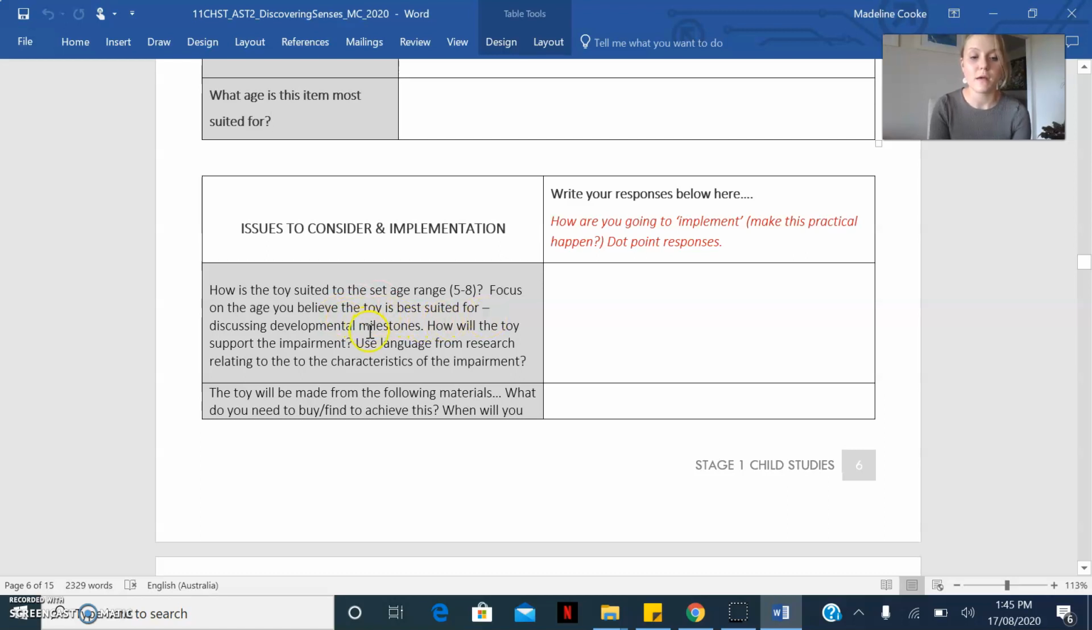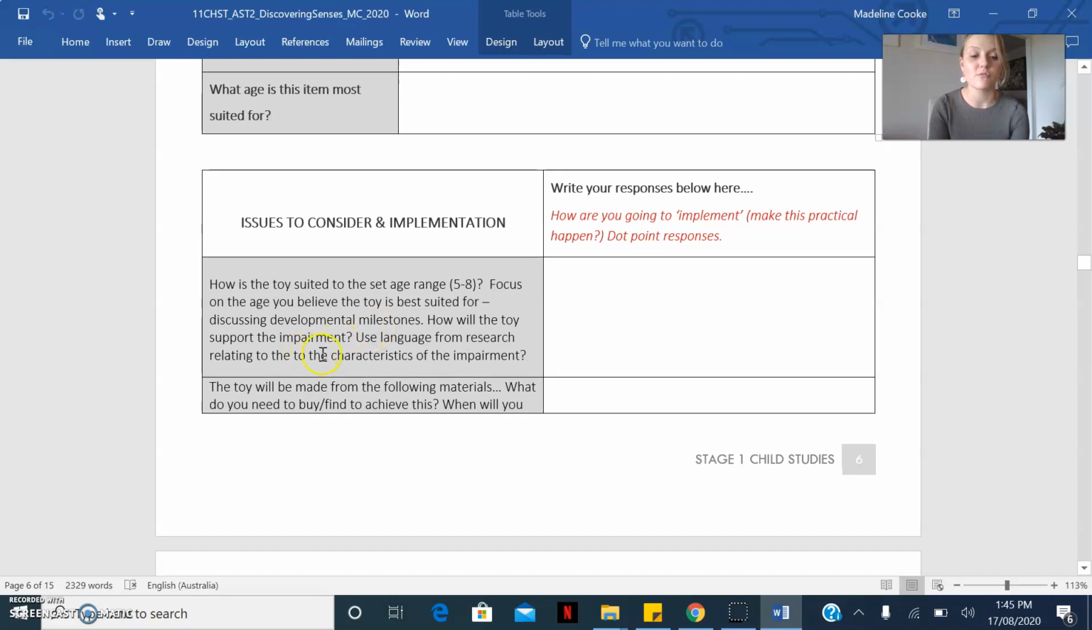How will the toy support the impairment? Use language from research relating to the characteristics of the impairment. All right, so it's prompting you to use that language that you find when discussing the impairment from research. Okay, how will the toy support the impairment? Right, so it's not just what you believe. Surely you're going to find some research that says that a toy like this will help children with their self-esteem. Okay, something like that. So then how are you going to make it happen?